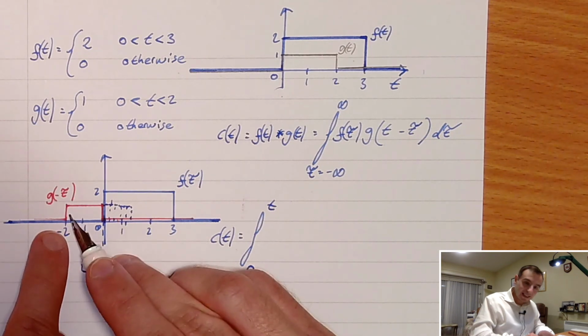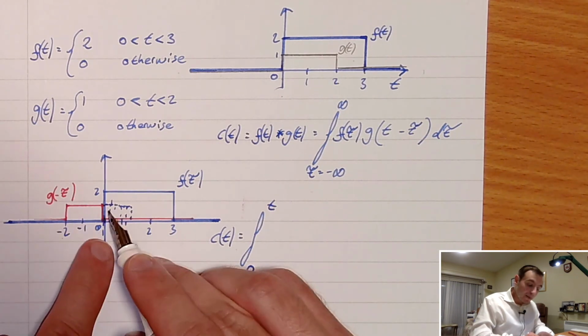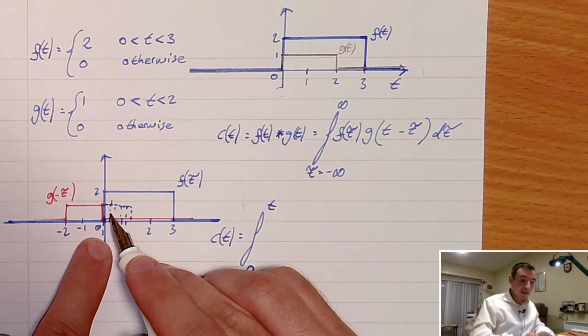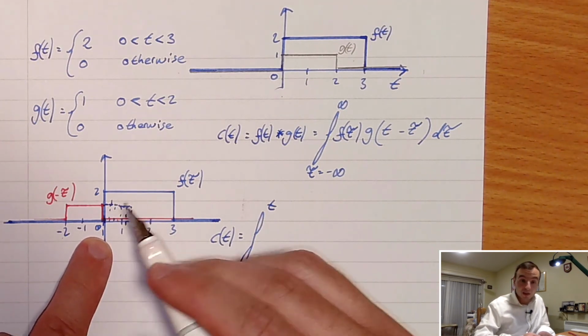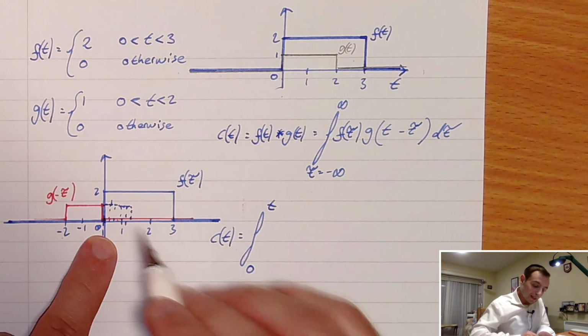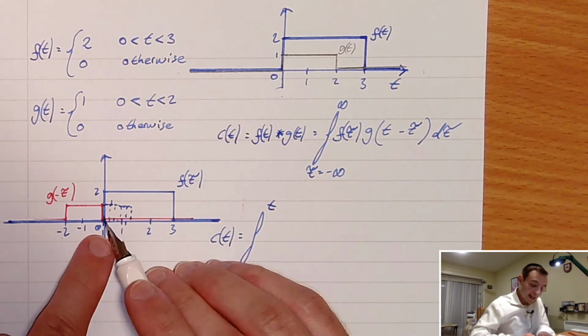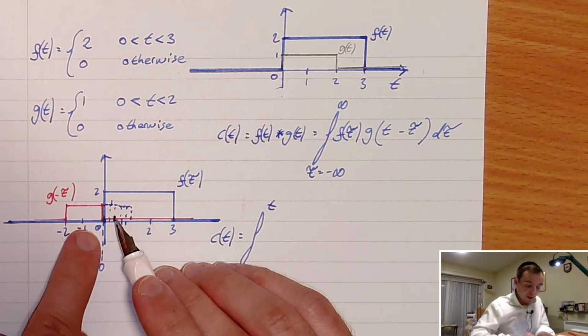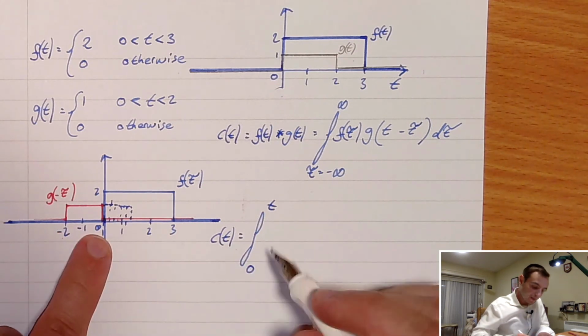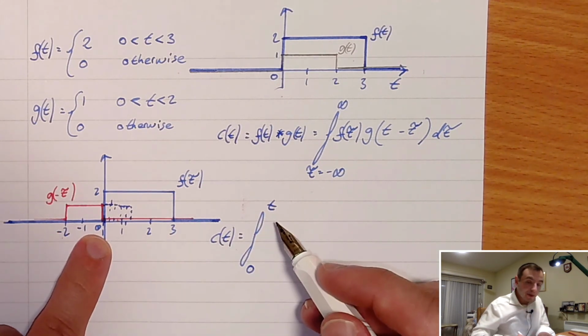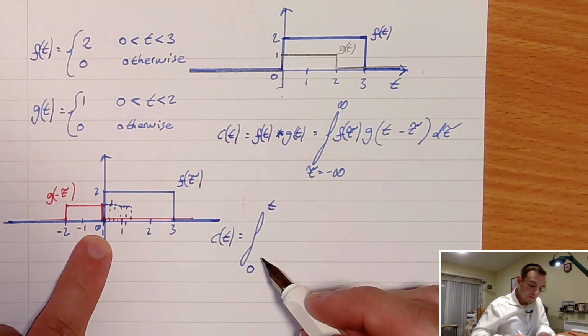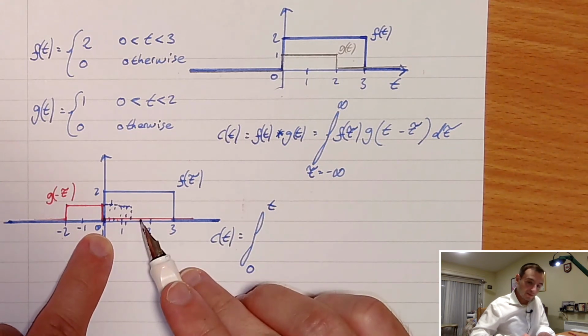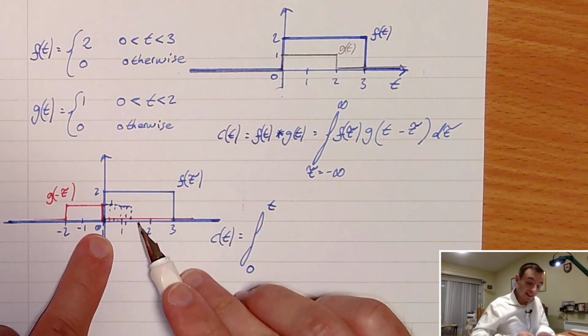Because between here and here, it's going to be 0. Remember, it's the product of those two functions that's going to give us the magnitude of the area of overlap. So it's going to be between t, as t starts to increase, and 0, as this red box starts to move to the right. But remember, it's only going to be true up to a certain point, because it's only going to be increasing up to a certain point.